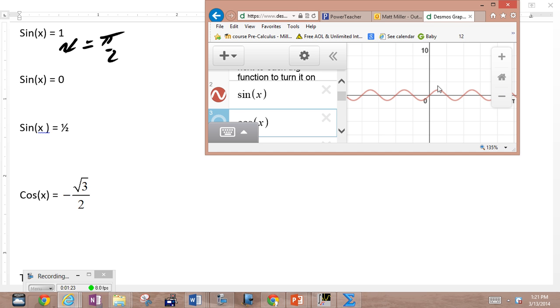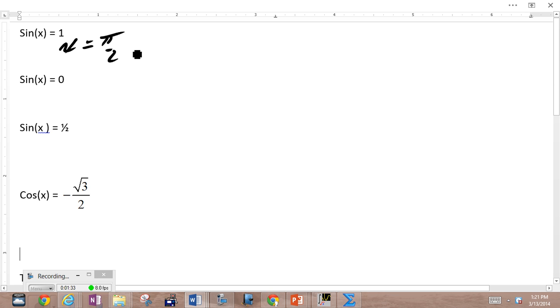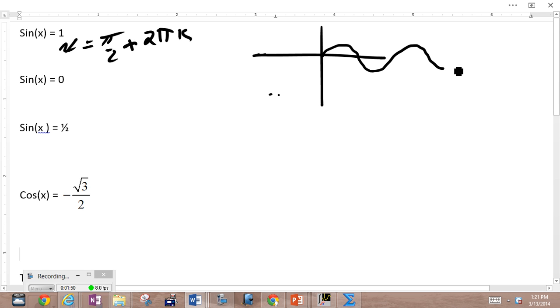The sine graph hits the value of 1 at every cycle. So the next time it's going to hit is at 2 pi down the line, which is 1 wavelength, and every multiple wavelength down the line. So I'm going to say plus 2 pi k, which will cover all the values at which the sine graph is going to equal 1.